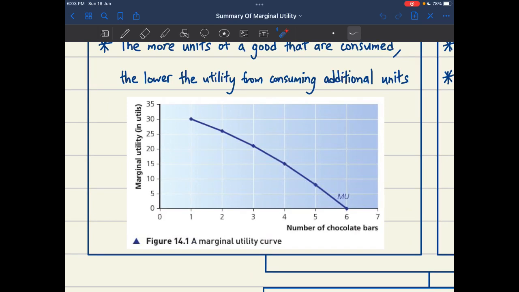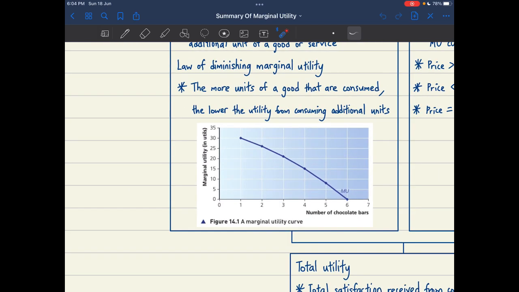For example, you can see the number of chocolate bars that one person consumes. Assuming that person only consumes one chocolate bar, the marginal utility will be 30. Then if the person decides to consume another unit of chocolate bar, let's say he consumes 2 chocolate bars, then the marginal utility for that second chocolate bar would be 26 as stated in the graph here. Now let's say that person decides to eat another chocolate bar, then the marginal utility gained from the third unit of that chocolate bar will be 21. All right, so this is how marginal utility is represented on the graph, which is the item itself, the number of items, and then the marginal utility units.